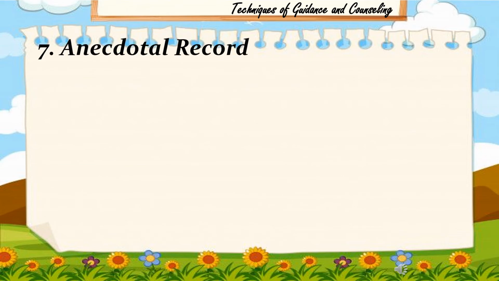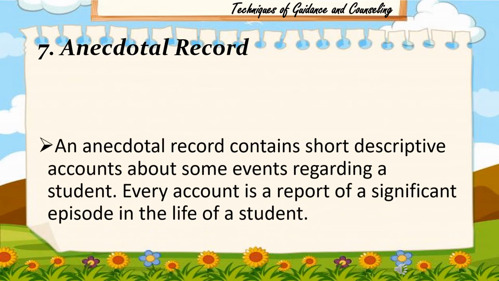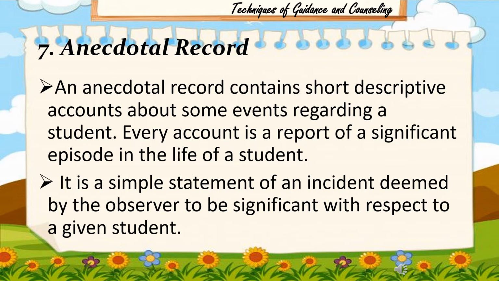Another non-standardized technique is the anecdotal record. An anecdotal record contains short descriptive accounts about some events regarding a student. Every account is a report of a significant episode in the life of the student. It is also a simple statement of an incident deemed by the observer to be significant with respect to a given student. This is also compared to a snapshot of an isolated incident of the behavior of the student, which suggests some special significance. So, just as a camera catches the pose of an individual at a given time, similarly, the anecdote should report exactly what behavior you have observed at that certain time.